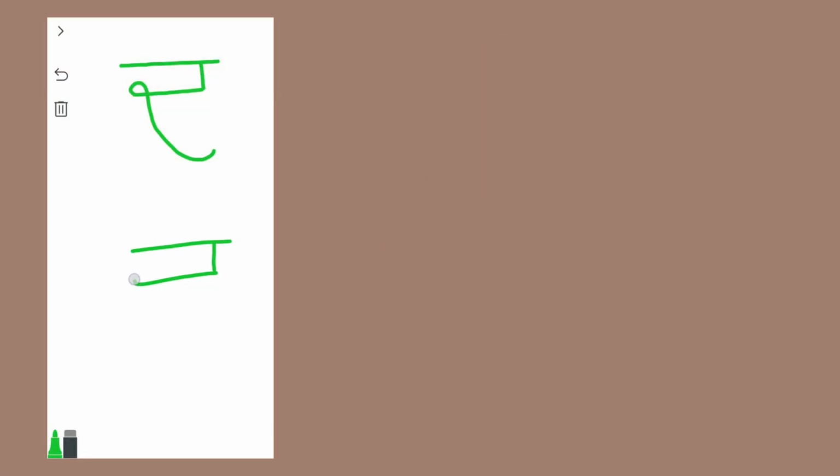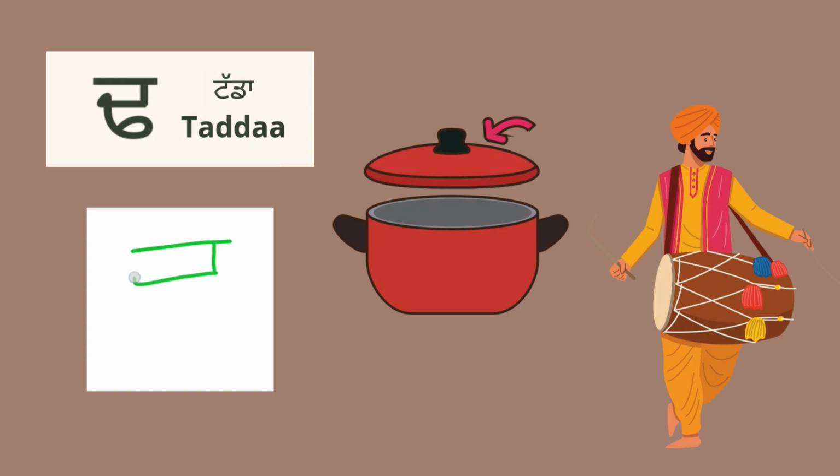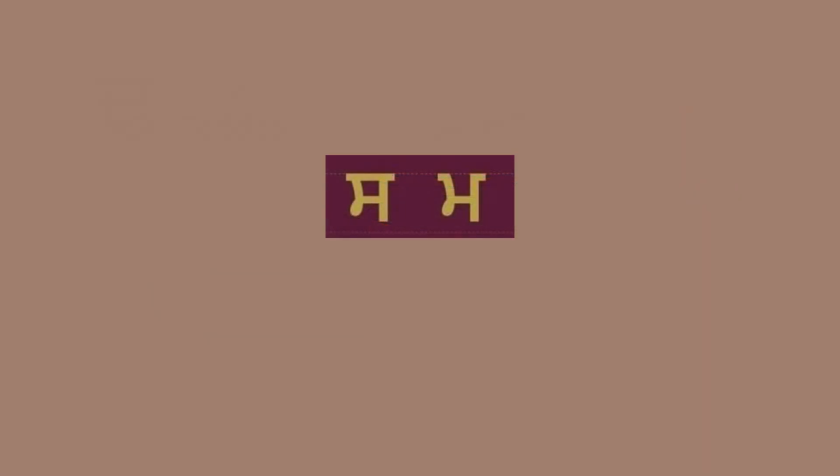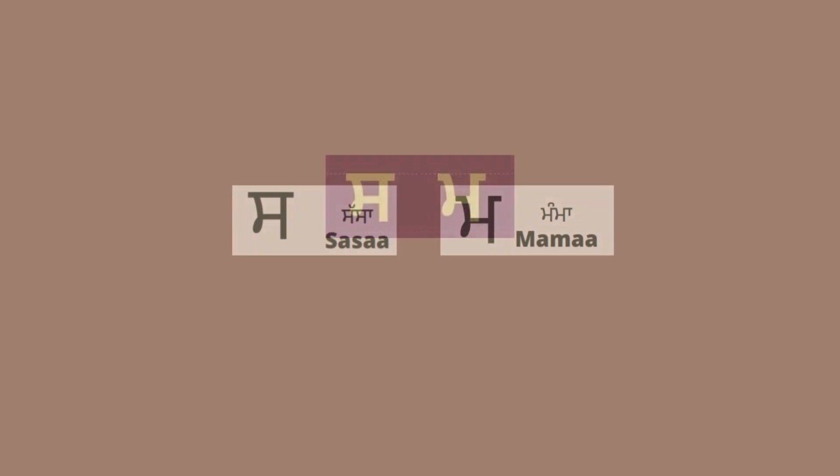And when you curve it to the bottom and make a circle at the bottom as well, it represents the letter Tadda, Tadda, Takkana. We've come to the last set of similar looking alphabets, and in this case, they are the letters Sassa, Sa and Mamma, Ma. Let's take a look at how to write them.